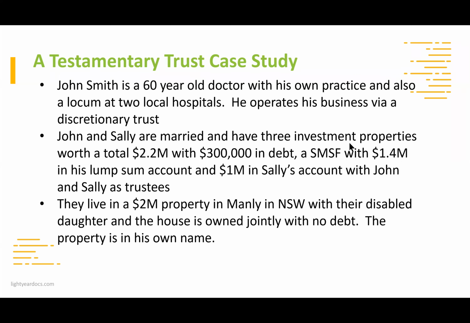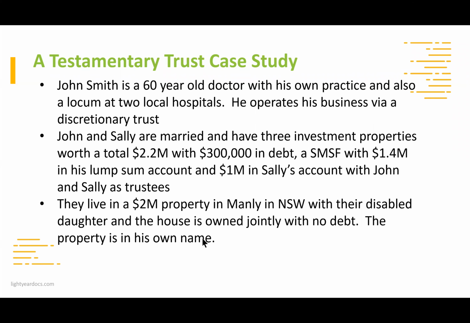John and Sally are married, have 3 investment properties worth a total of 2.2 mil with $300,000 in debt, and an SMSF with 1.4 million in his lump sum account and 1 million in Sally's account, with John and Sally as trustees. So there's a lot of work around that SMSF. I'm not going to spend time on that at this present point in time, but we'll have a look at a couple of issues around that. Sorry. They live at a property in Manly in New South Wales with their disabled daughter. The house is owned jointly with no debt. Actually, it's not owned jointly. Sorry, the property is in his own name.